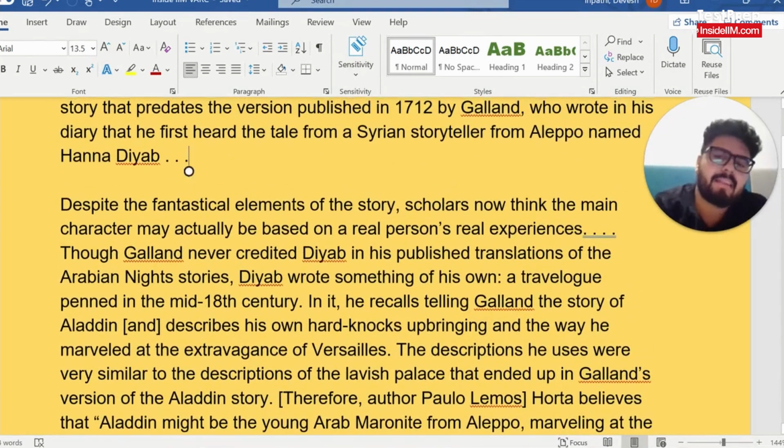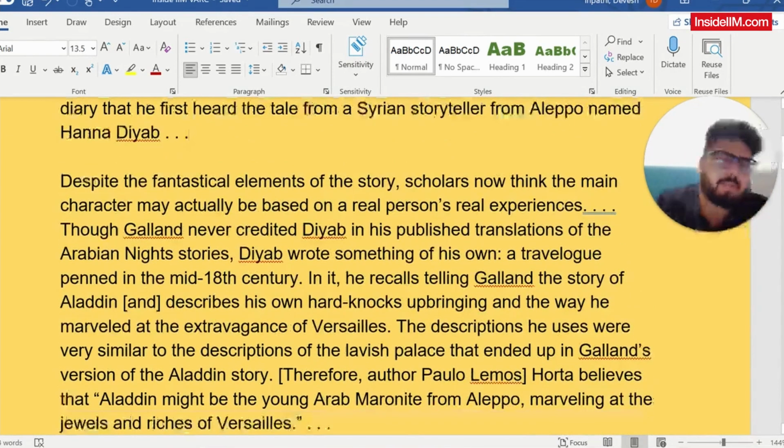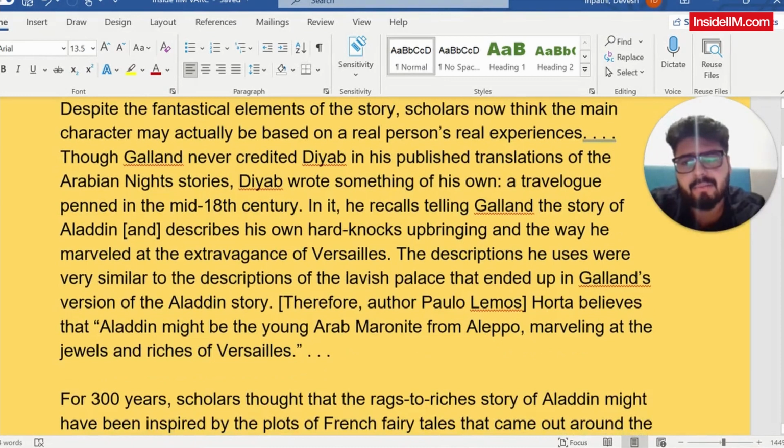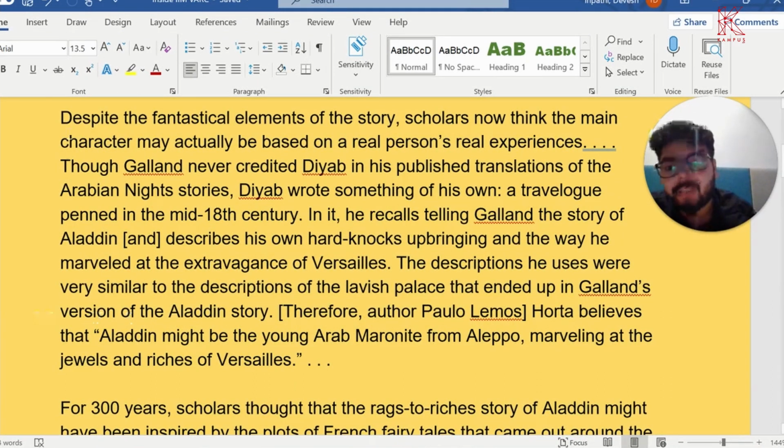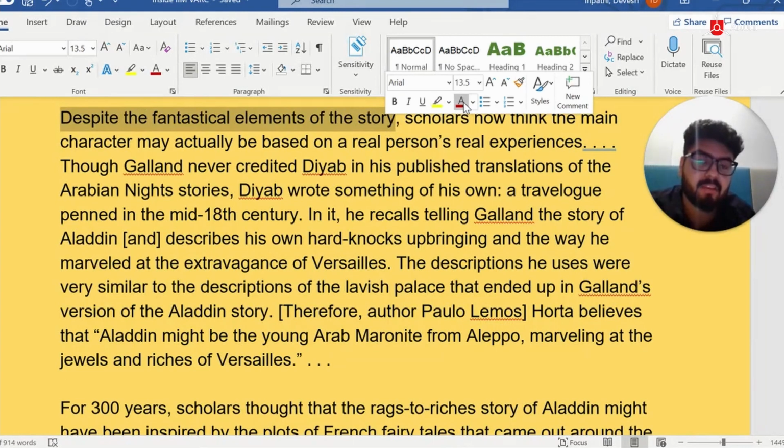Now we go to the second paragraph. A few ideas have again been cut, which is represented by 3 dots. Now come to the next part. Despite the fantastical elements of the story. This is something again which gauges my interest.